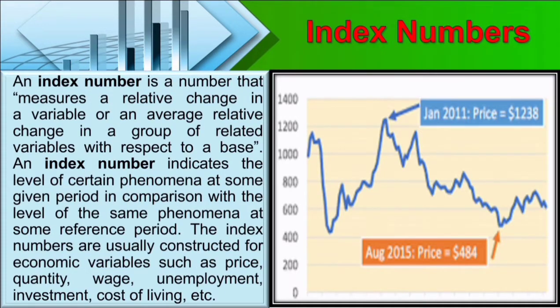Index numbers. An index number is a number that measures a relative change in a variable, or an average relative change in a group of related variables, with respect to a base. An index number indicates the level of certain phenomena at some given period in comparison with the level of the same phenomena at some reference period. Index numbers are usually constructed for economic variables such as price, quantity, wage, unemployment, investment, cost of living, etc.